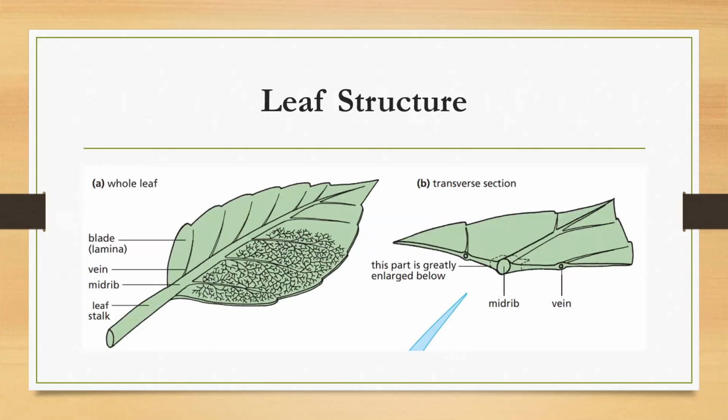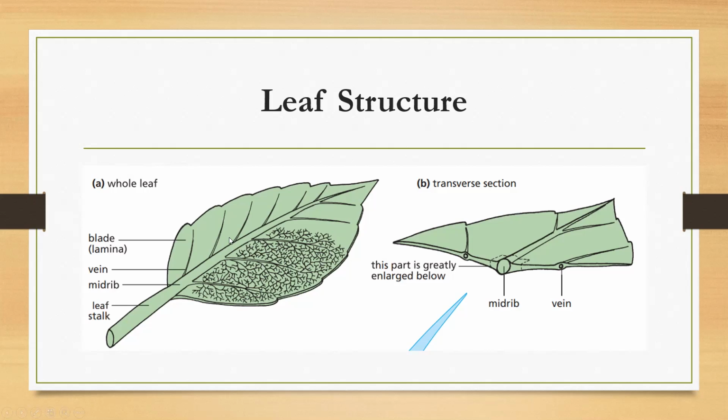Next is leaves. This is a leaf structure. Other than photosynthesis and mineral requirement, this is the second of our material. So this is a leaf.